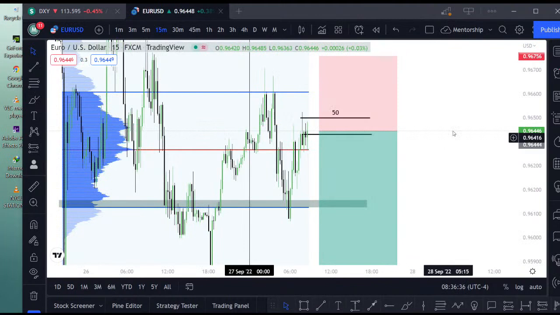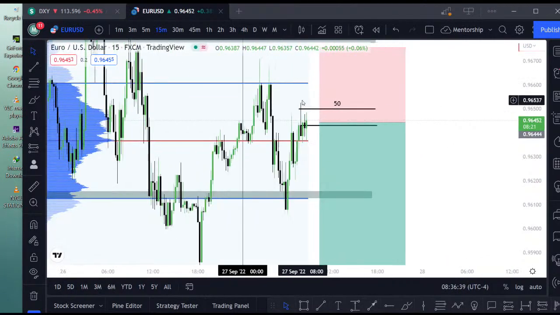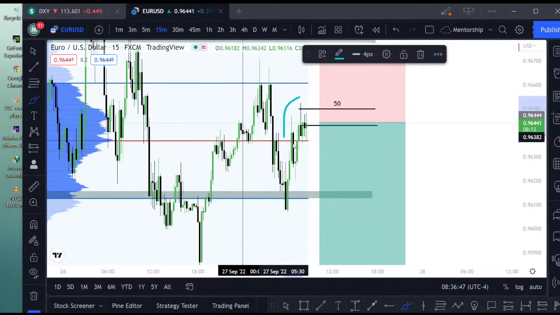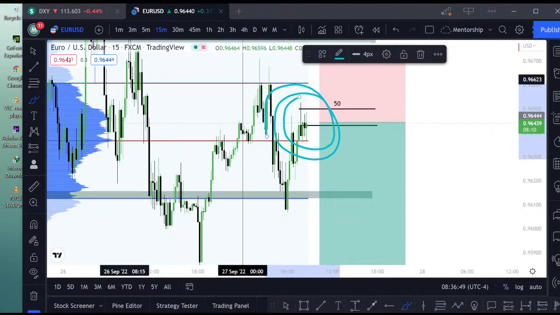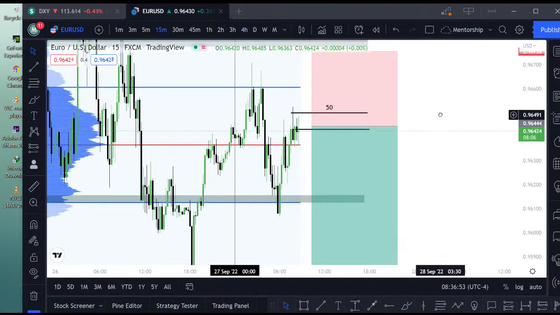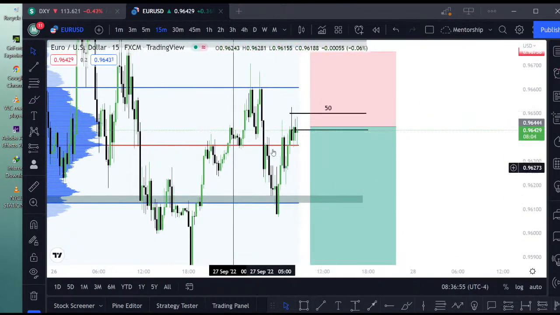So let's see. If you're using footprints, I see this level becoming strong. It is being indecisive, this level. Remember, in the forex market, anything can happen.